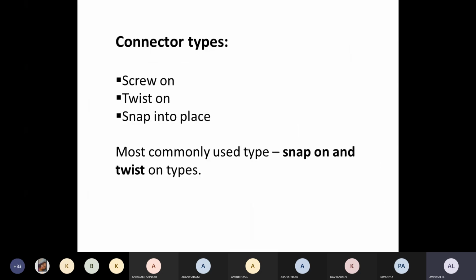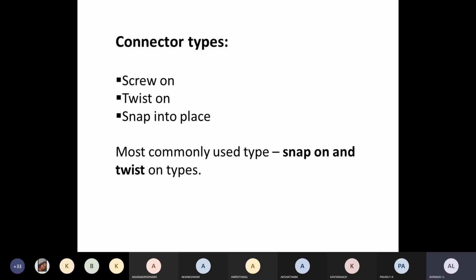Now we have the types of connectors. The first type is screw on, which means we are fixing the optical fibers with a screw process. The next is twist, which means you take two fibers and twist them instead of using a screw, and they get connected. That is the second type. The third type is snap into place, which means you just take it and put it in place, and it gets connected.